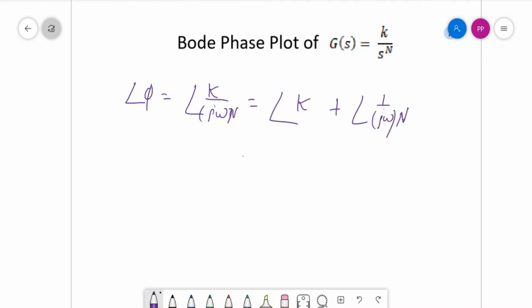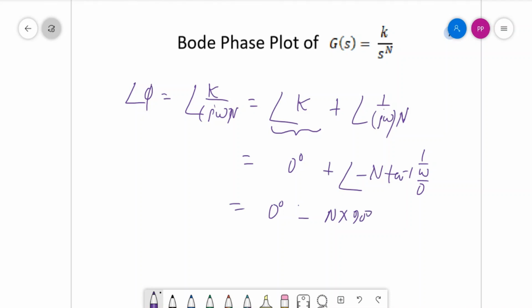Right, so for the constant the phase is 0, plus for this the angle is minus n times tan inverse of omega by 0. So this should be 1 by omega by 0. So this is equal to 0 degree minus n into 90 degree. So this is equal to minus n into 90 degree. So the phase can be drawn easily.